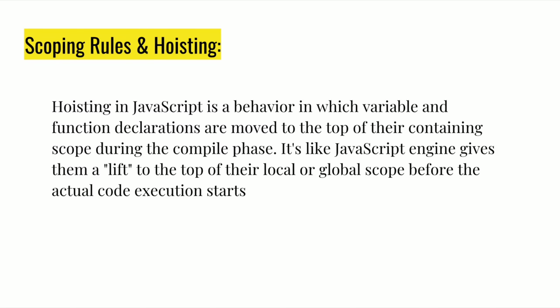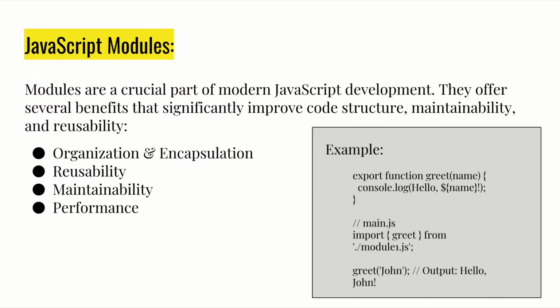And furthermore, scoping rules and hoisting. Hoisting in JavaScript is a behavior in which variable and function declarations are moved to the top of their containing scope during the compile phase. It's like the JavaScript engine gives them a lift to the top of their local and global scope before the actual code is executed. And next, JavaScript modules, for source organization and reusability.